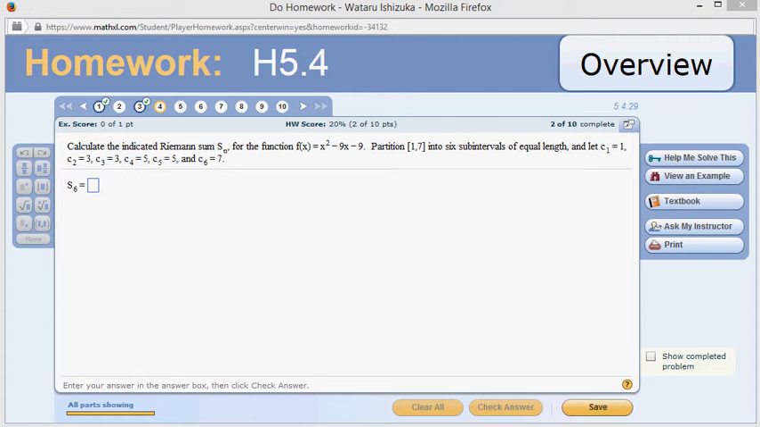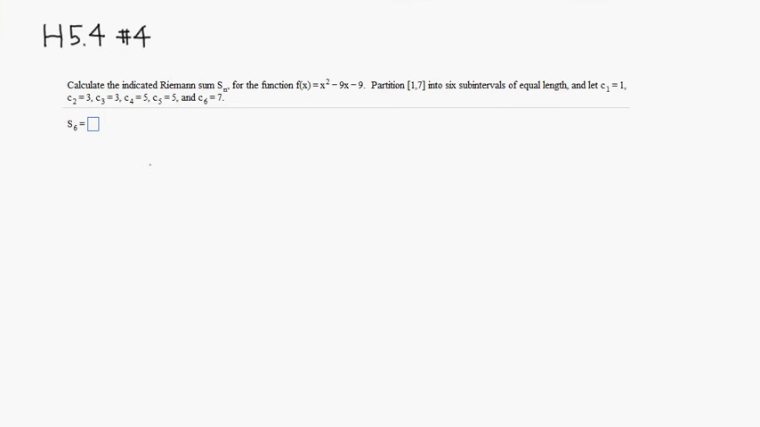Alright, let's look at homework 5.4, problem number 4. We want to find the Riemann sum, S_n, but in this case n equals 6 because there are 6 subintervals, of the function f of x equals x squared minus 9x minus 9, over the interval from 1 to 7. Alright, so let's do that.